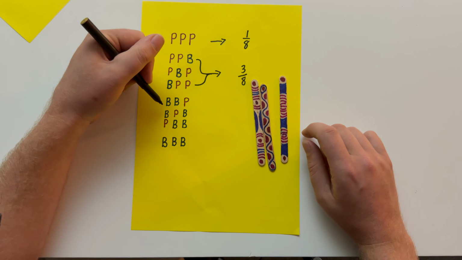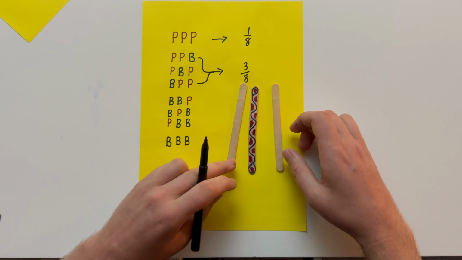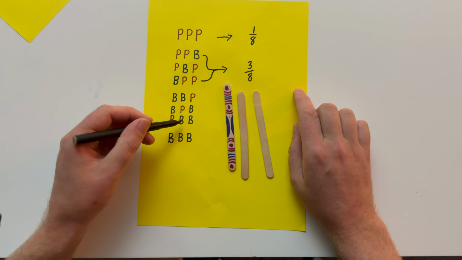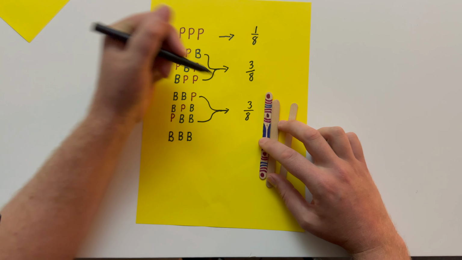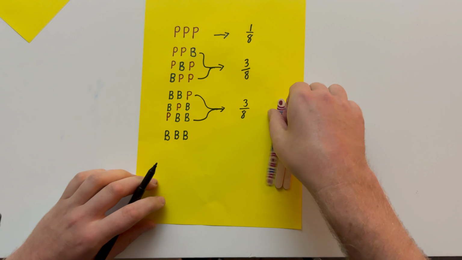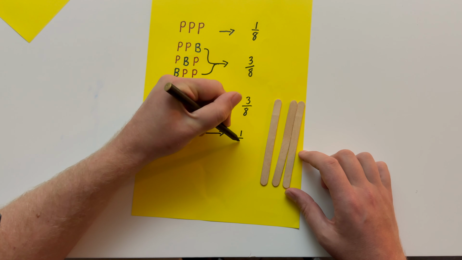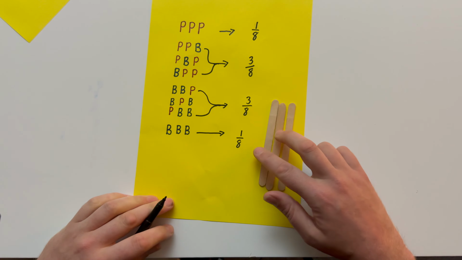That means that landing with 2 patterns and 1 blank, there is actually a 3 in 8 chance. And then the same thing is true for 2 blanks and a pattern. So we could have blank, blank, pattern, or pattern, blank, blank, or pattern, blank, blank. There's a 3 out of 8 chance of having 2 blanks and 1 pattern. And then lucky last, there is only one way. So we have a 1 in 8 chance of there being all blanks.